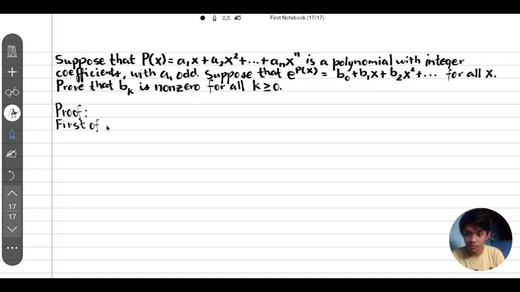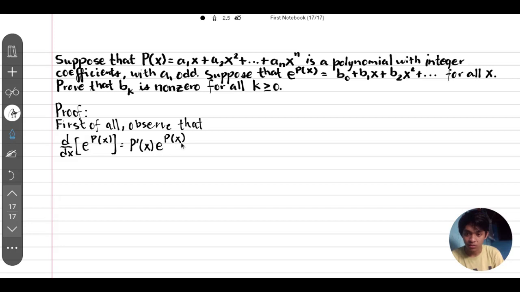First of all, observe that the derivative d over dx of e raised to p of x is just equivalent, by the chain rule, to p prime of x times the exponential, e raised to p of x. So this is by the chain rule.